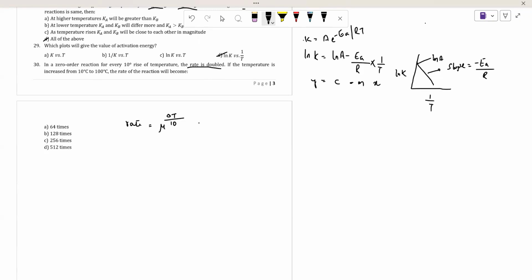Mu, they have given, that is the temperature coefficient, which is equal to 2. And what is delta T? The change in temperature. How much are they changing it? They are increasing from 10 to 100, divided by 10. So it will become 2 power 90 by 10, which is equal to 2 power 9. So 2 power 9 is equal to 512 times. Hence the rate of the reaction will increase by 512 times, and option D is correct.